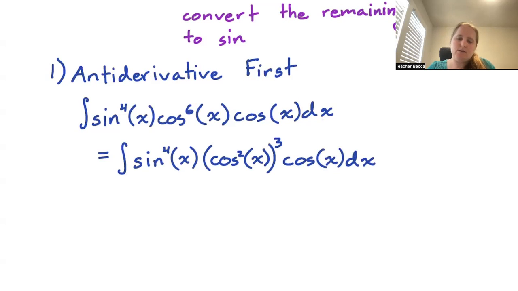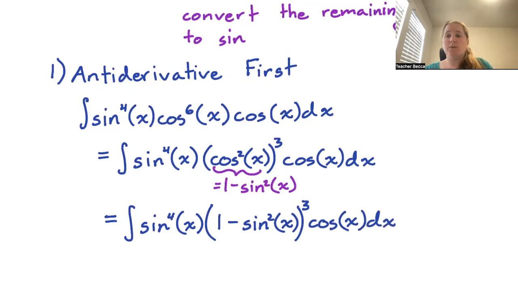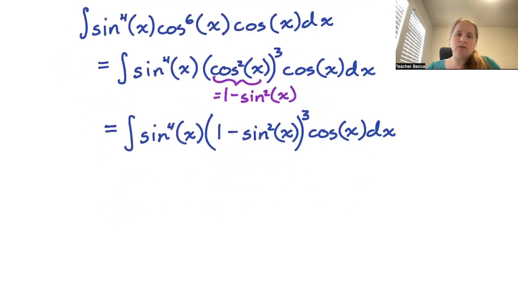Cosine squared is just 1 minus sine squared. So we are looking at the integral of sine to the fourth of x times 1 minus sine squared of x. That 1 minus sine squared, whole thing is cubed, and times cosine of x dx. At this point, we are set for our u substitution.